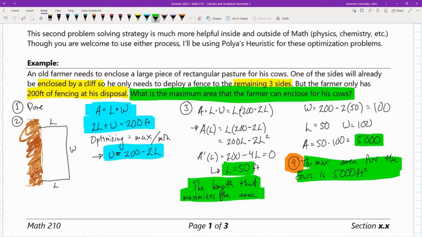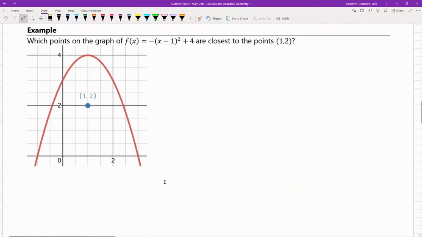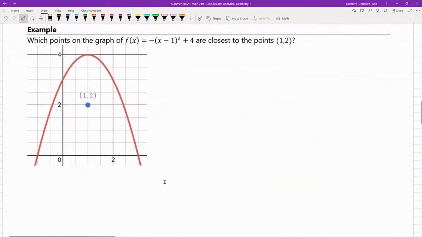Okay. What I want to do is one a little bit more complicated as an example. This happens a lot whenever you need to mess with trajectories, where you need to minimize a distance, right? So which points on the graph of that right there are closest to the point 1, 2? So I give you guys a graph for it. This thing right here is my f of x, and that's my point 1, 2. We want to find the points that are closest to it, right?